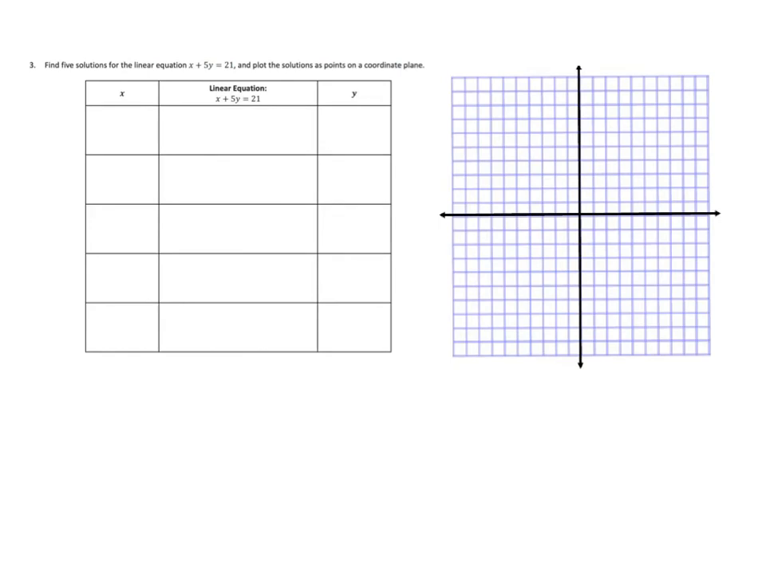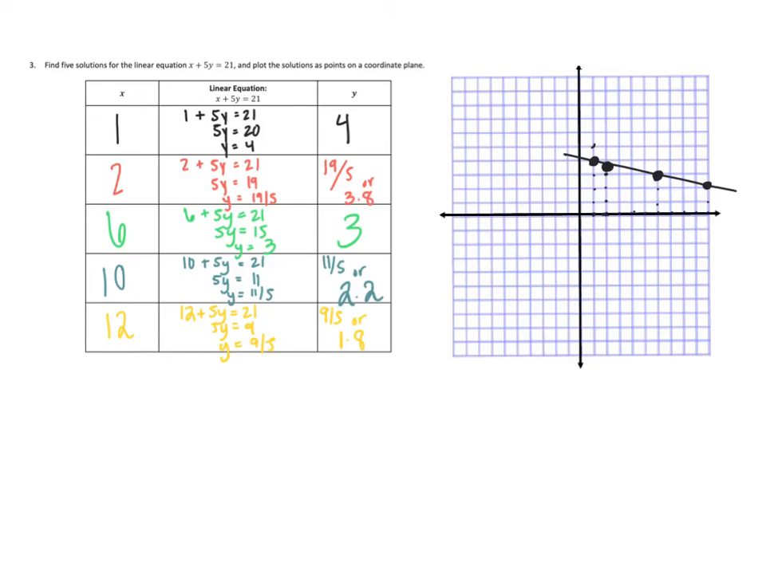All right, for this one, I want you to go ahead and give it a try on your own. Choose any value for x, plug it in, and then solve for your y. When you're done, please graph your equation. I'm going to give you about 5 minutes to try this on your own, and then we will check our work together.